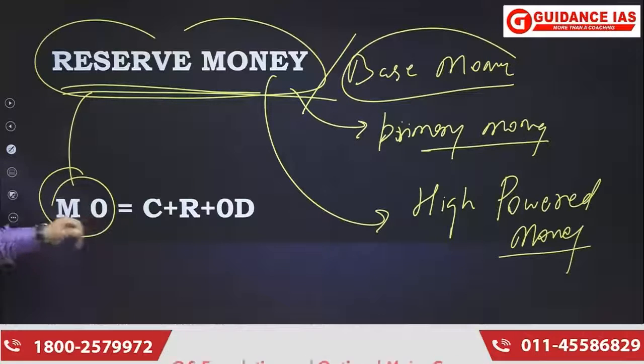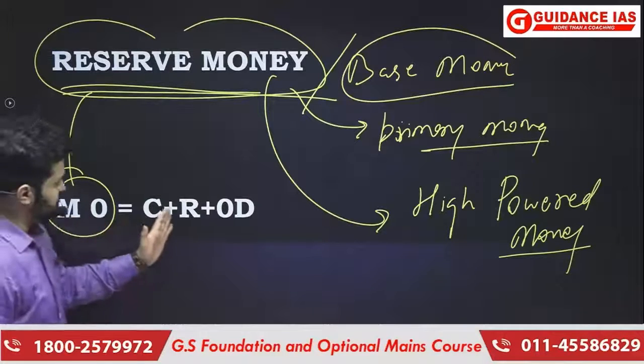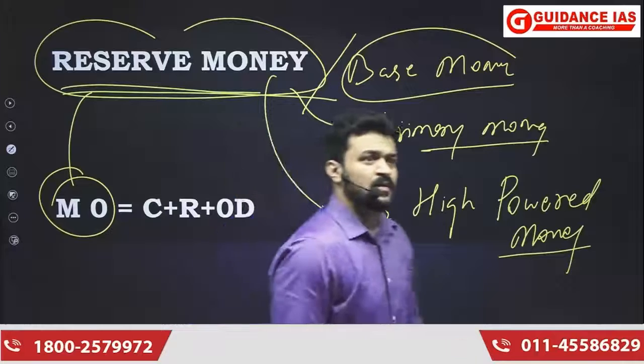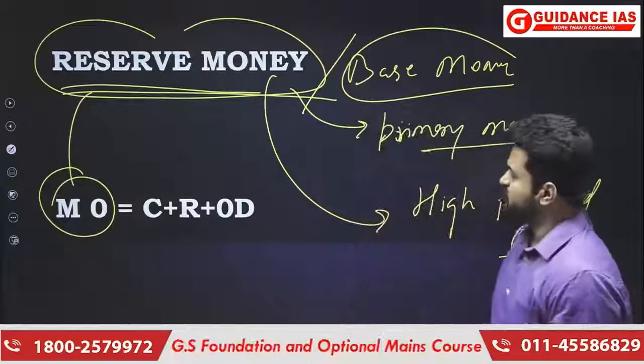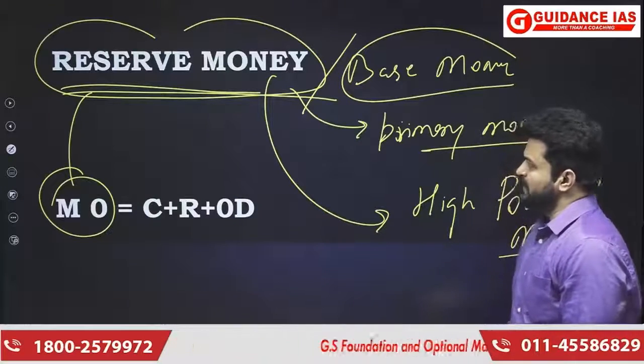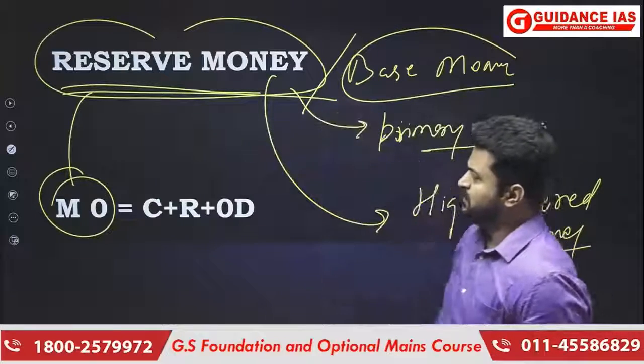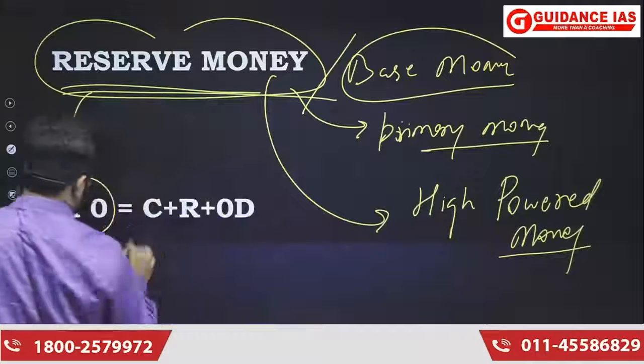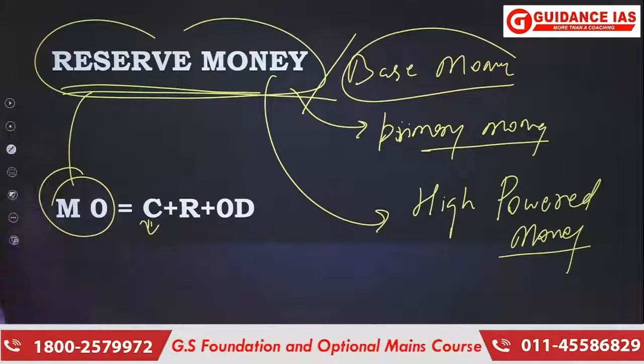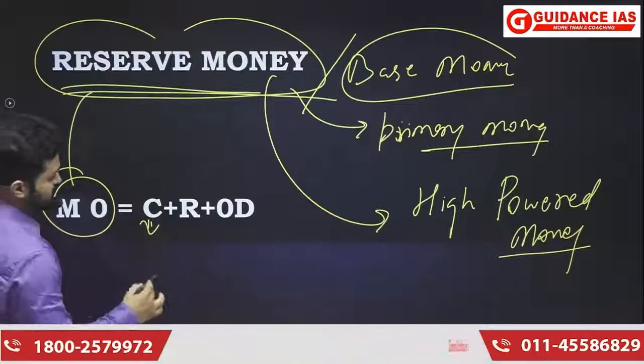Now see the different components. M0 equal to C plus R plus OD. When we are talking about reserve money or base money and we try to break down the components here, it will be currency, notes and coins with public.